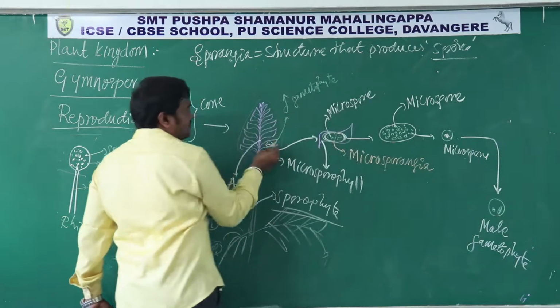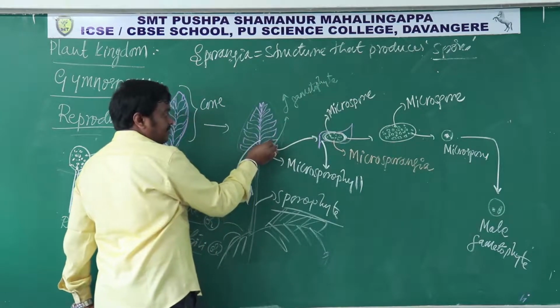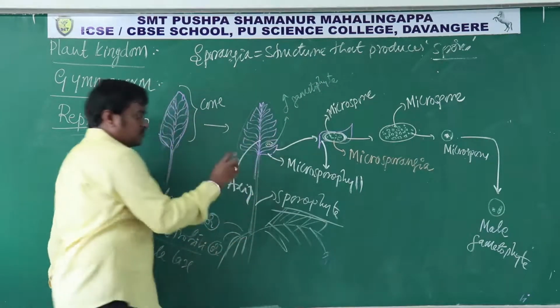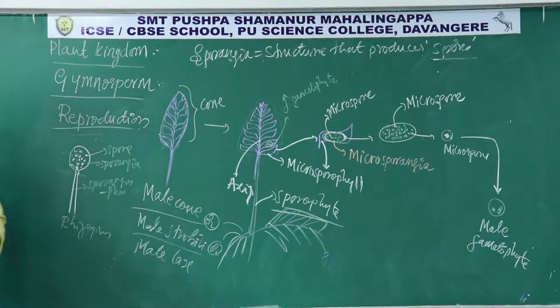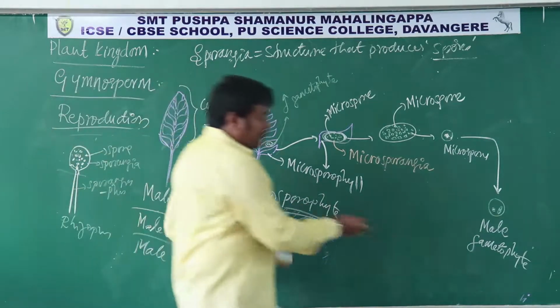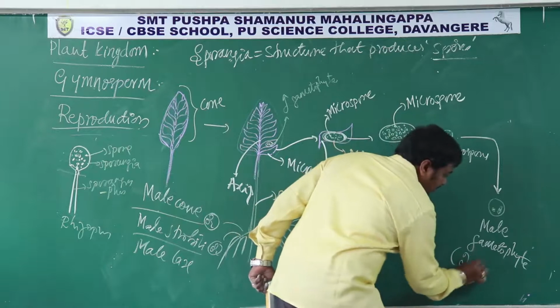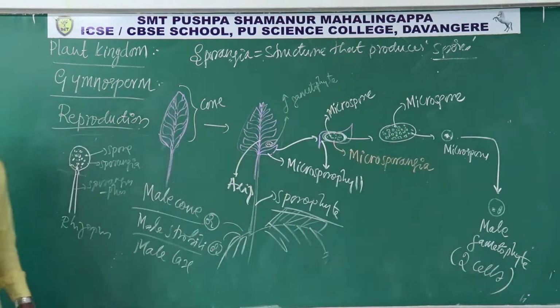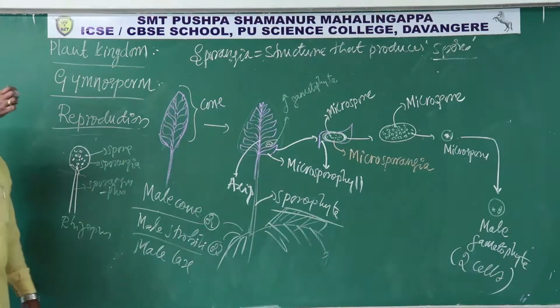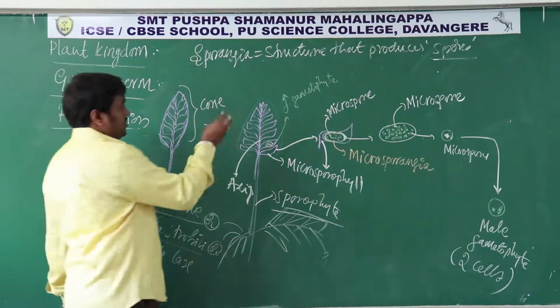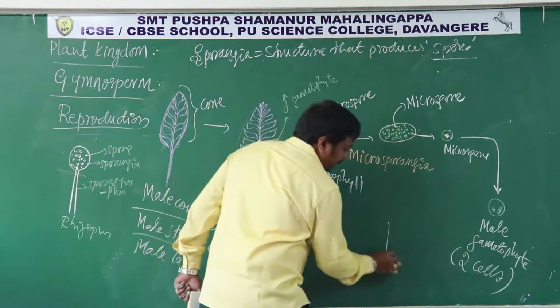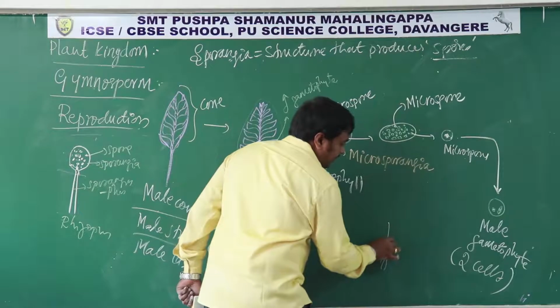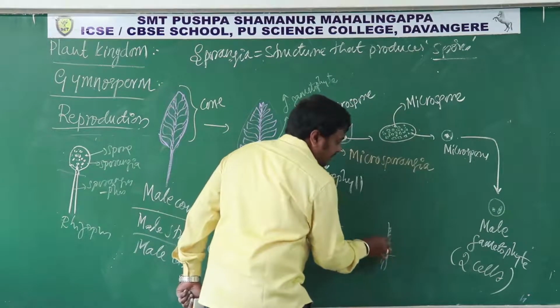That means these gametophytes depend on the sporophyte, and this gametophyte contains only two cells. Usually a gametophyte has two cells. If you recall the bryophytes and pteridophytes, in bryophytes the main plant is itself a gametophyte.